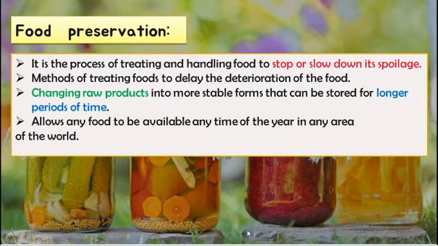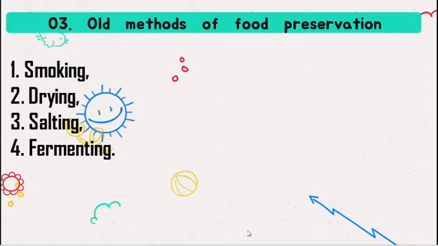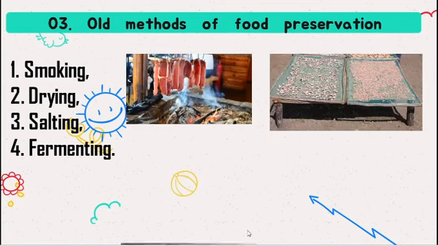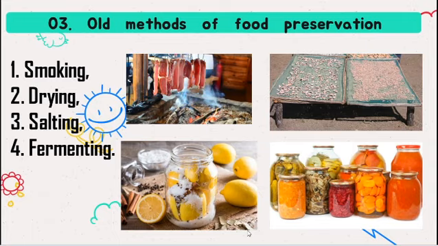In general, what is food preservation? It is the process of treating the food to stop or slow down the spoilage. With food preservation methods we can reduce the spoilage of food items, so we can keep that food item for a long period of time. We can increase the shelf life of those items, so it can be available in any area or any part of the world, like the raw food. These are the old methods of food preservation. The first one is smoking, then drying, then salting, and the last one is fermenting.